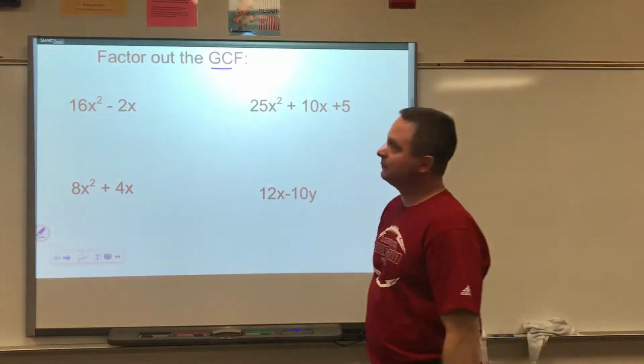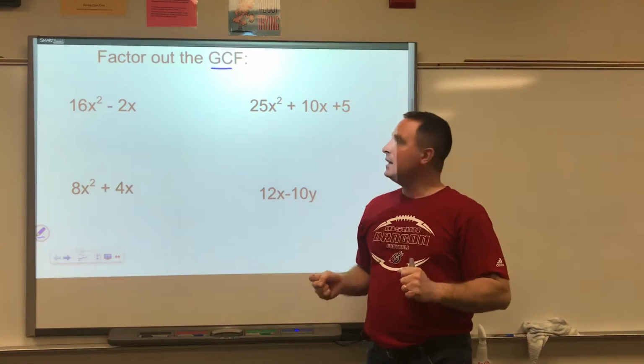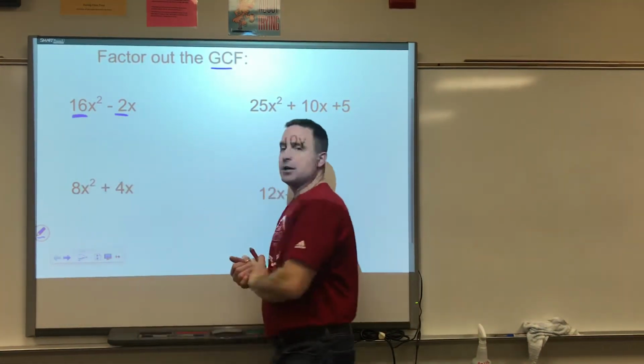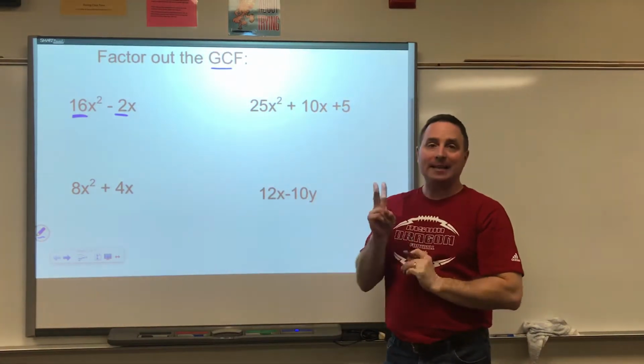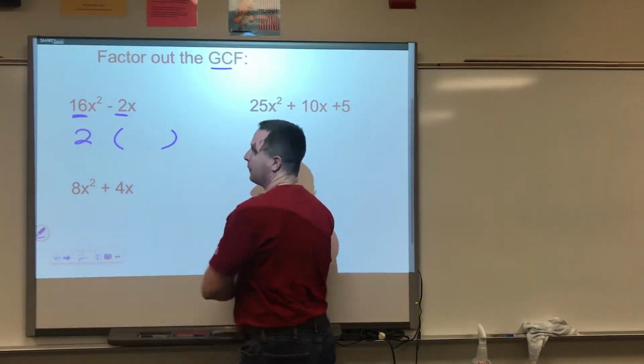If I look at the first one, 16x squared plus 2x, what I do is I treat the numbers and the variables separately. So I look at the numbers 16 and 2. Do they have something in common? What can I divide into both of those? Well, I can take a 2 out of each one of them. So I'm going to take out a 2 and leave a parenthesis.